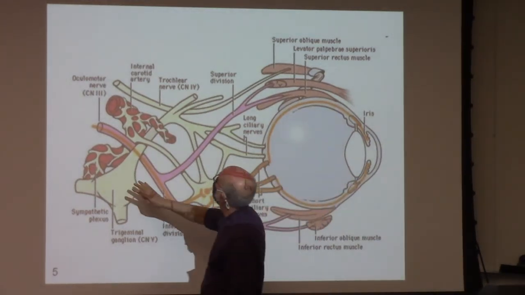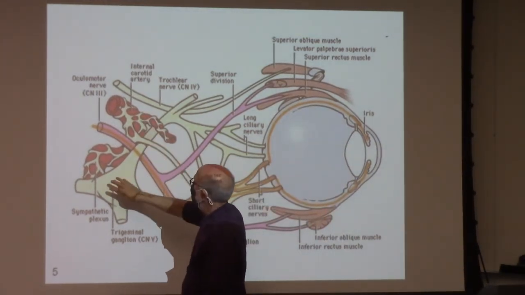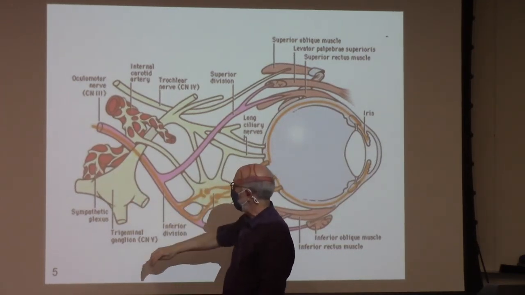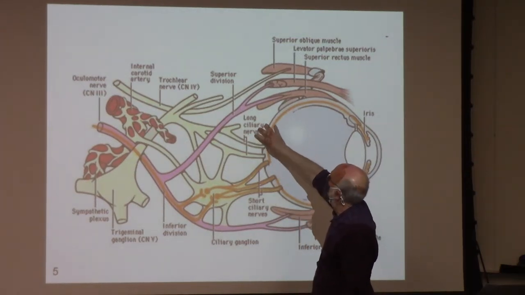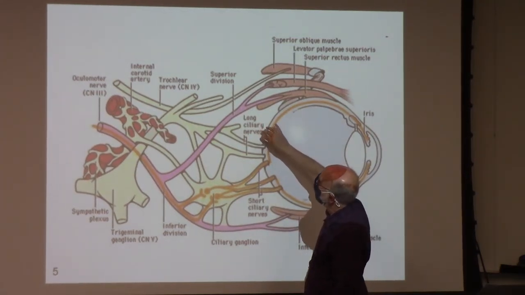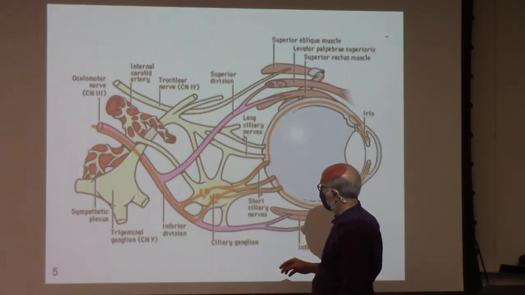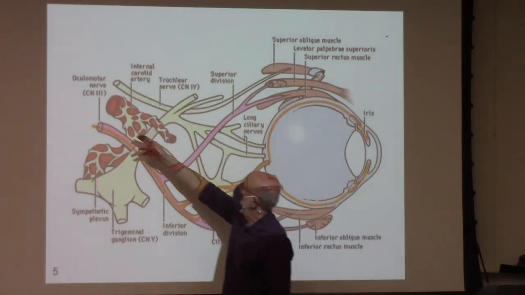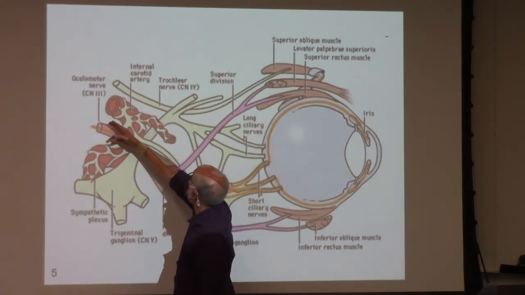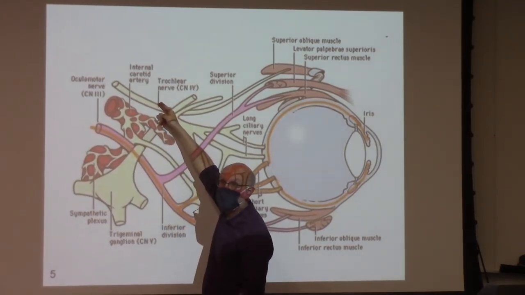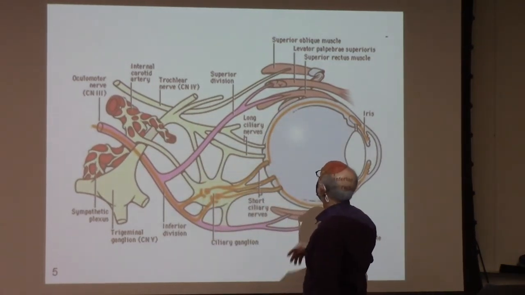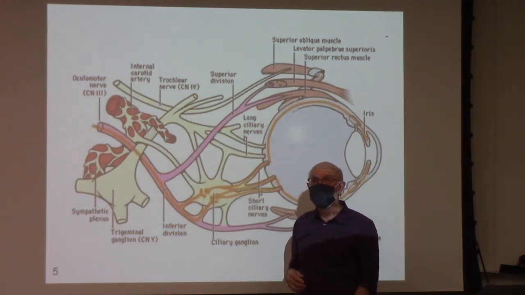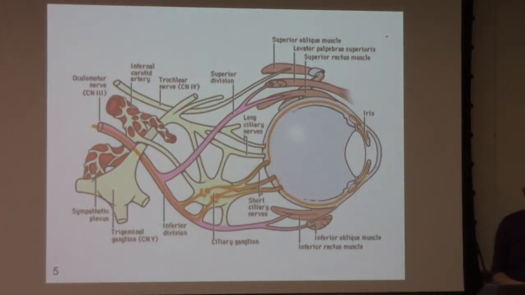You don't need to worry about the arteries. You don't need to worry about the sympathetic plexus. You don't need to worry about the trigeminal ganglion here. But you don't have to worry about the ciliary nerves. But I do want you to know the oculomotor nerve and what it innervates, trochlear nerve and what it innervates, abducens nerve and what it innervates, and what those muscles do. Questions about innervation?